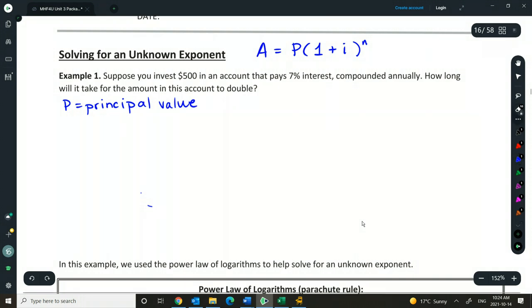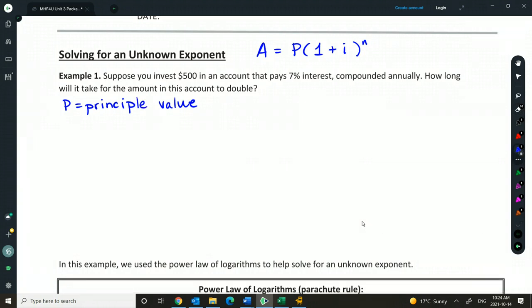I always forget whether it's AL or LE for principal. I think it would be LE in this case. Principal, yeah. Principal value, so that's the initial value, 500.